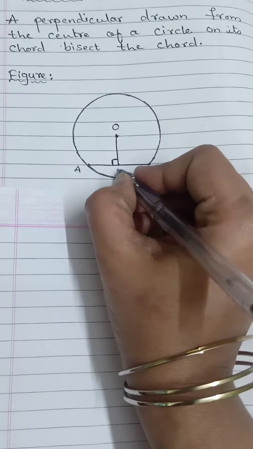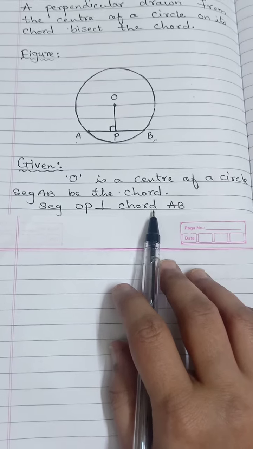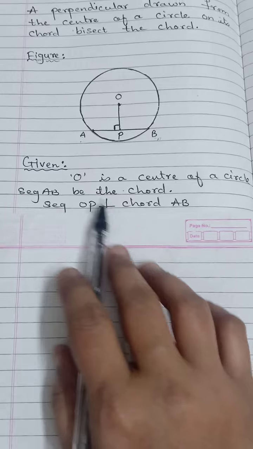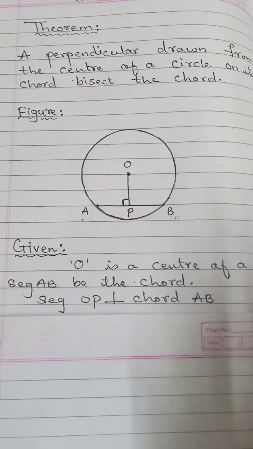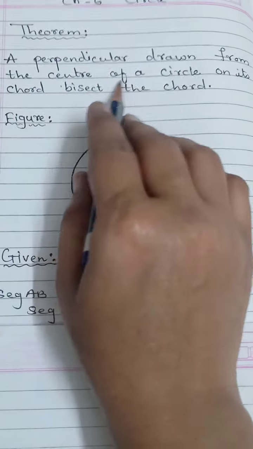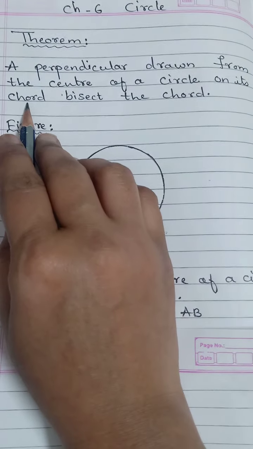So this is what we have taken in the figure, and whatever we take in the figure, we write in given. So we'll see what is given. Same thing: O is the center of the circle, then segment AB is the chord and segment OP is perpendicular to chord AB. So, till here we have seen that whatever we have taken in the figure, that same thing we are writing from the statement, so that will become our given. We have used here the perpendicular drawn from the center of a circle on its chord.